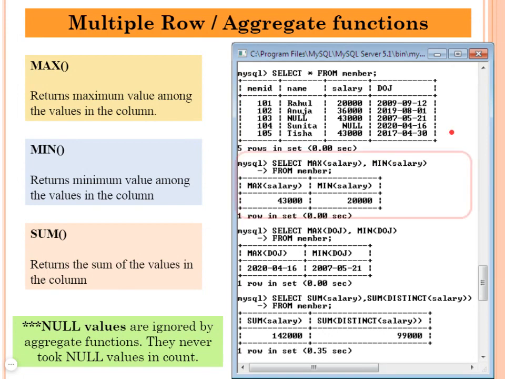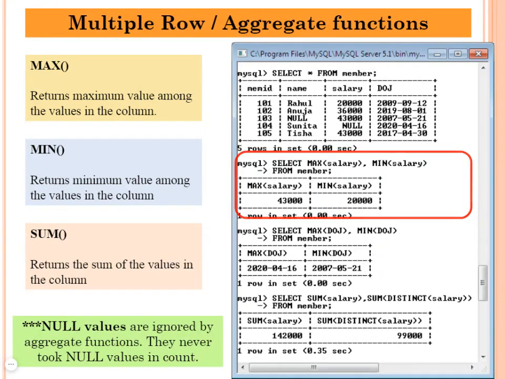So the first example is select max salary, min salary. Max salary will take out the maximum salary from the salary column. Min salary will take out the minimum salary from the salary column. That is 20,000. So null is not taken into account because null means blank.